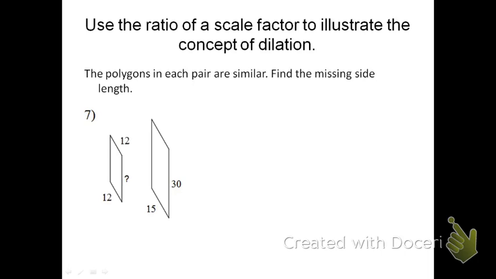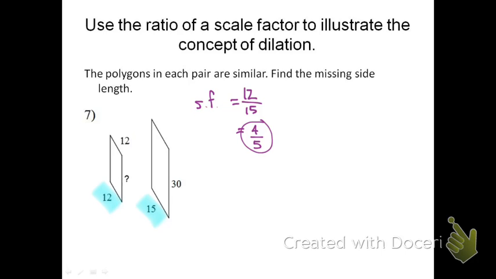Alright, so for number 7, looking at this, first we're going to compare 12 and 15. So we want to find the scale factor. If we take 12 divided by 15, you could look at the difference between them, or both of those numbers are divisible by 3. So if we divide both by 3, we have a reduced fraction of 4 over 5. I think we had that in the last problem.